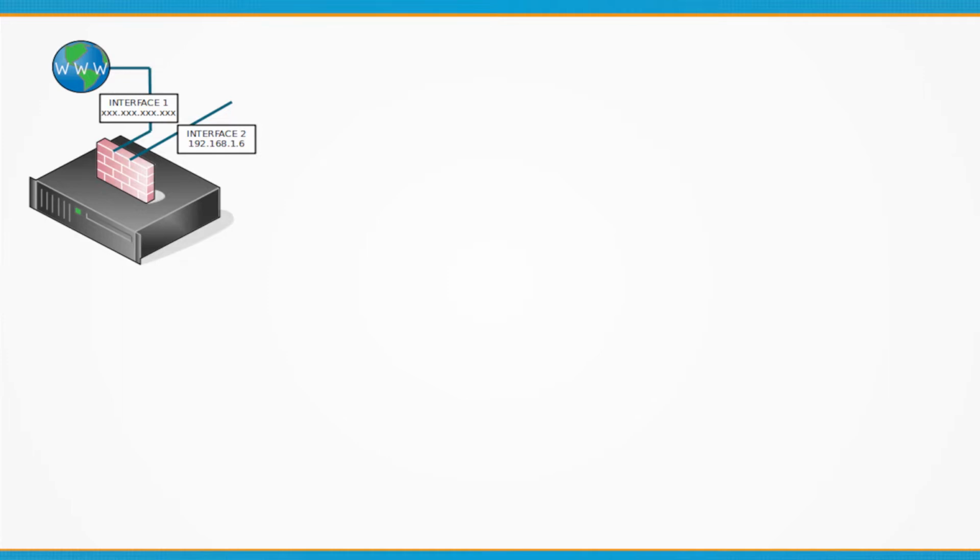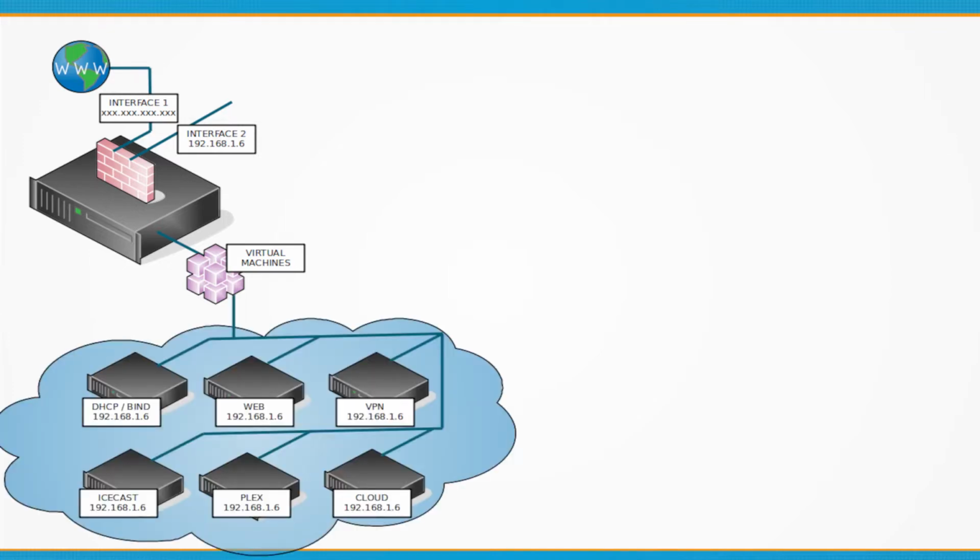We will install KVM virtual machines on the physical server, and we will run various services on virtual machines: DHCP, BIND, web, VPN, Icecast, Plex, Cloud, Samba, LDAP, and FreeIPA. Just for some examples. There may be others that we end up including here.